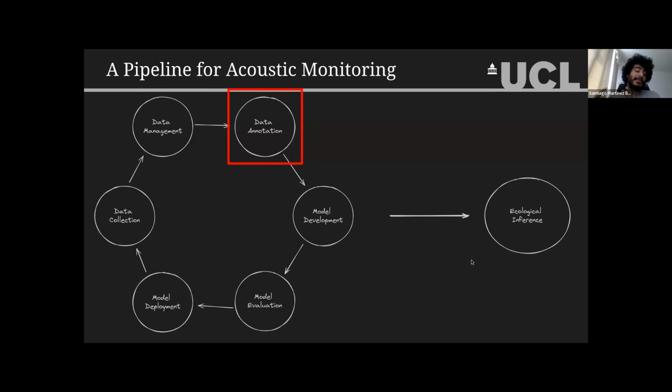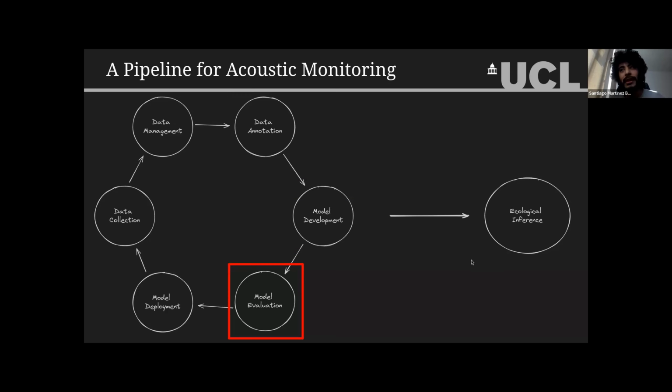Then comes the very difficult and labor-intensive process of data annotation. Many times we just record a bunch of data, but then some expert taxonomist or some expert bioacoustician needs to go and look at the recordings and listen to them and identify the sounds with a high level of confidence. Then comes the part where you use all this expert annotation information about which sounds are present in your data, and you try to do some sort of model development for a detector or classifier.